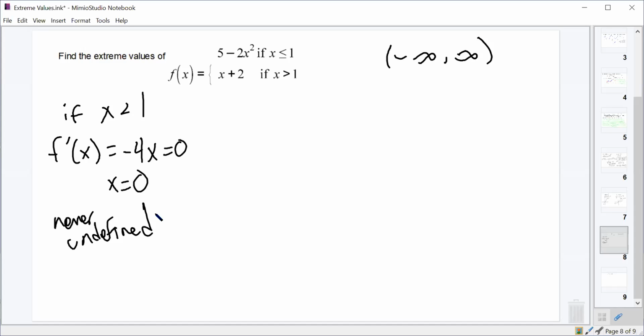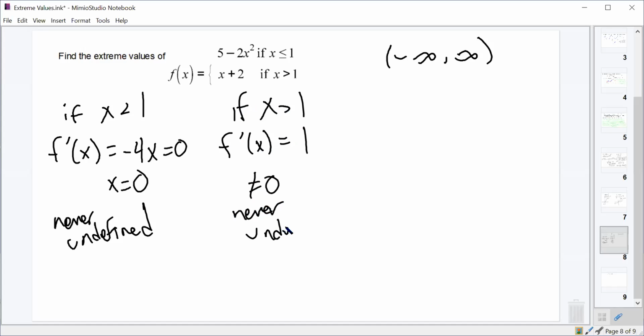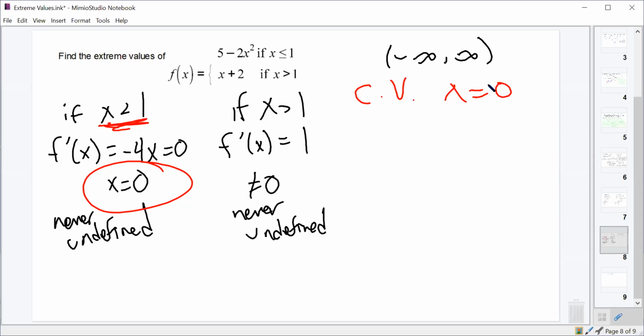All right, and then what about if x is greater than 1? What's the derivative? What's f prime of x? 1, and that does not equal 0 ever, and it's also never undefined. So the only potential critical value we got from looking at things less than 1 and greater than 1 was x equals 0. And x equals 0 fell into x is less than 1, so that makes sense. So we've got a critical value of x equals 0.